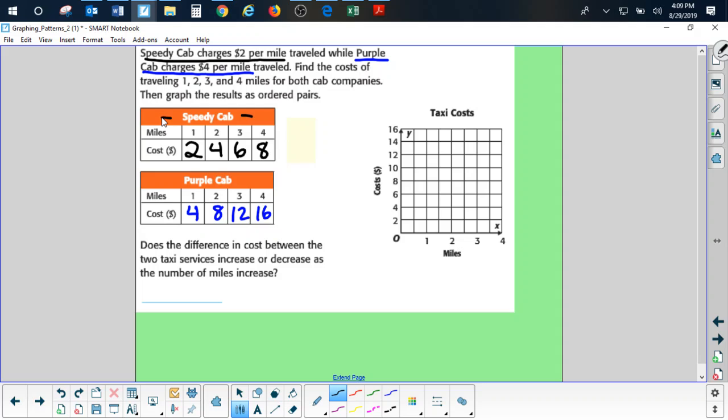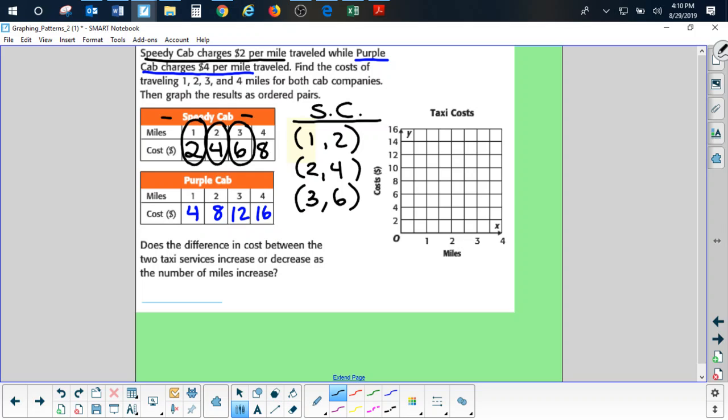Now we can take our table for Speedy Cab, and we can look at the numbers and turn them into coordinate pairs. So my first coordinate pair would be 1, 2, because for 1 mile traveled, it would cost $2. My next coordinate pair would be 2, 4. I'm getting all my information directly from the table. I'm using the two numbers. The top number is going to be my x. The bottom number is going to be my y. So the last one for Speedy Cab is 4, 8. Now I have all my coordinate pairs from that table for Speedy Cab.